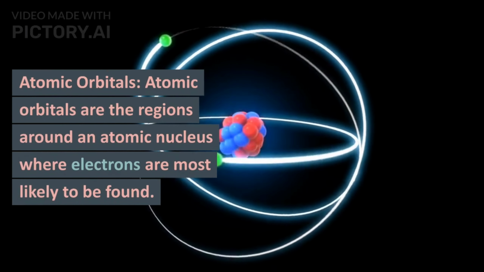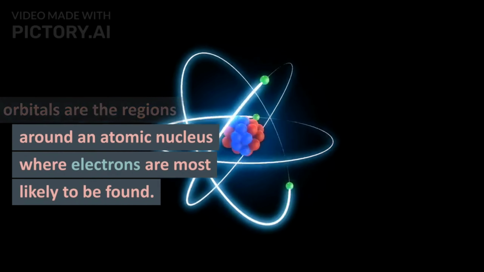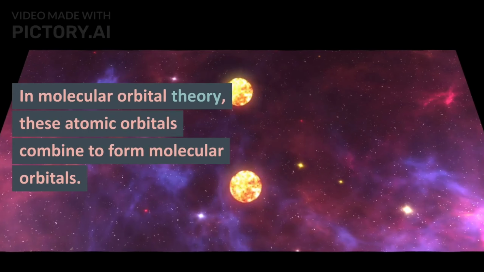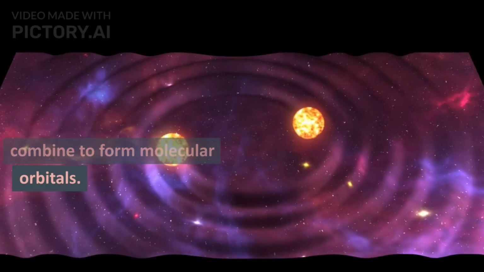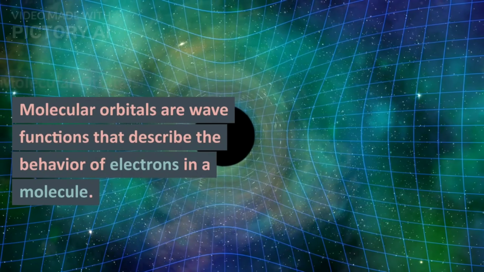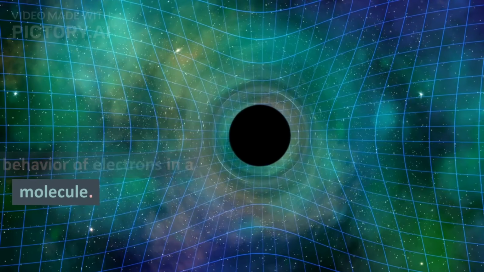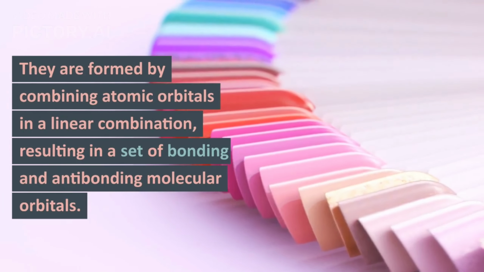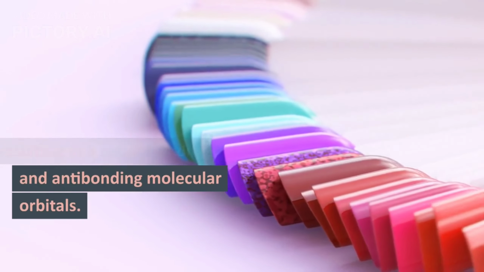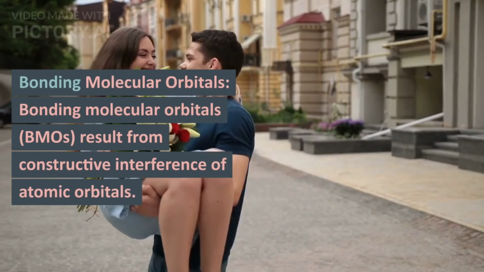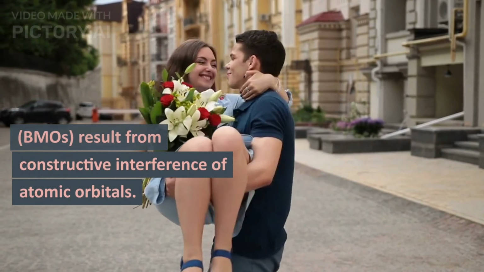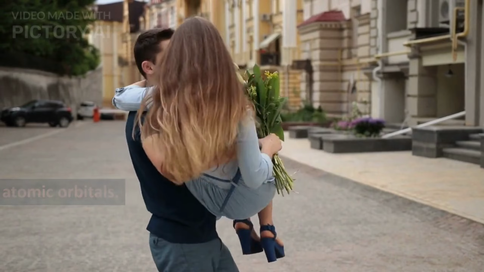Atomic orbitals. Atomic orbitals are the regions around an atomic nucleus where electrons are most likely to be found. In molecular orbital theory, these atomic orbitals combine to form molecular orbitals. Molecular orbitals. Molecular orbitals are wave functions that describe the behavior of electrons in a molecule. They are formed by combining atomic orbitals in a linear combination, resulting in a set of bonding and antibonding molecular orbitals.